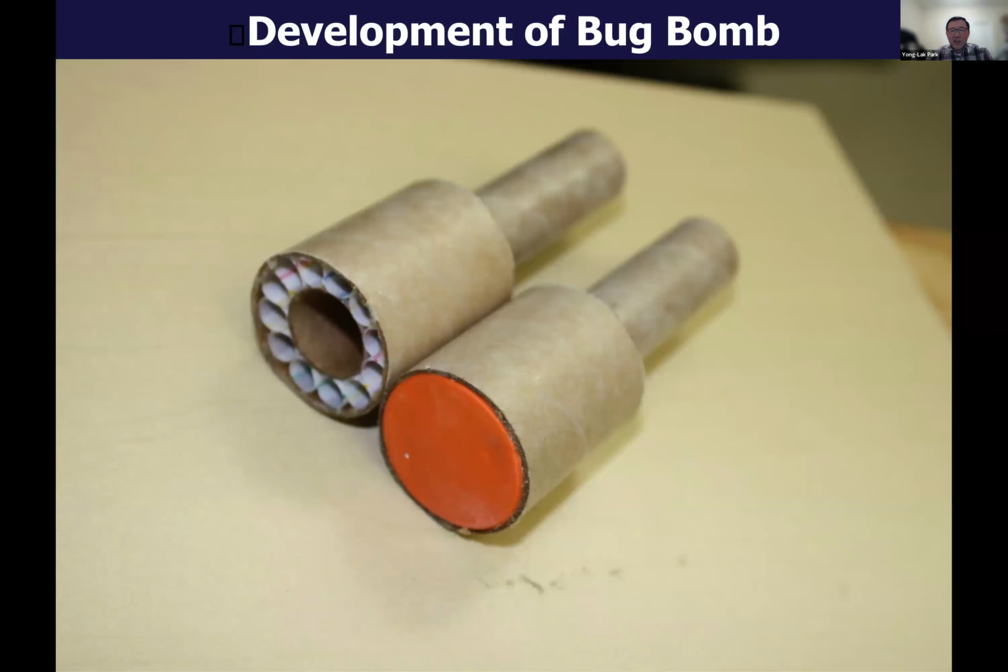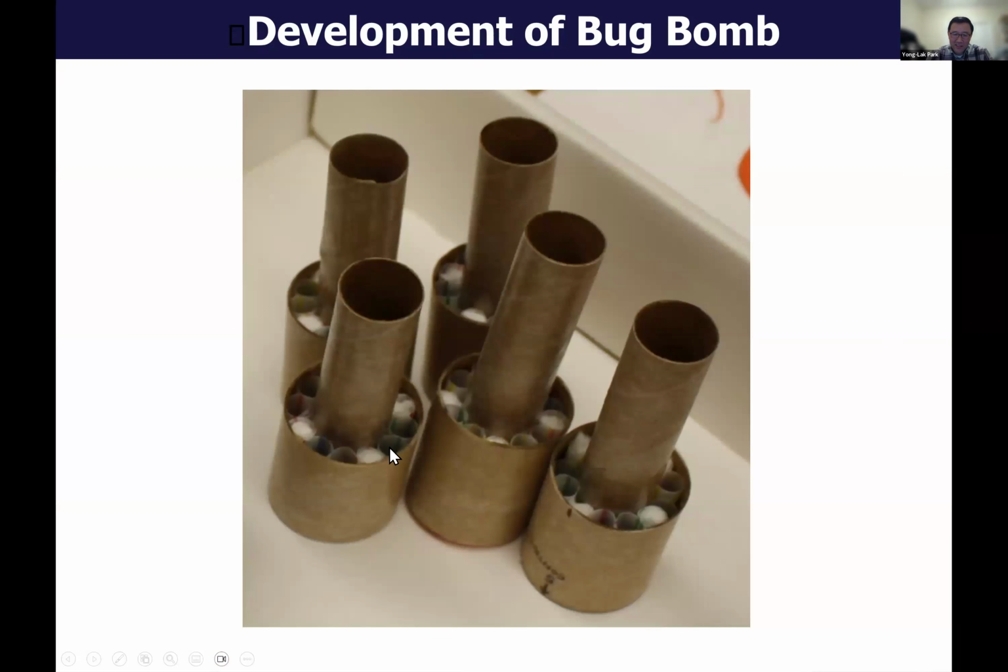So this is actually the bug bomb, the prototype bug bomb. This was developed about 11 years ago. There is a plastic straw, and this is the paper. And then we put the clay in the cap. So basically, when this is dropped, the clay breaks and the insect comes out. And the other side looks like this. You put the insects in and then put the cotton. So this is the first generation of our bug bomb.